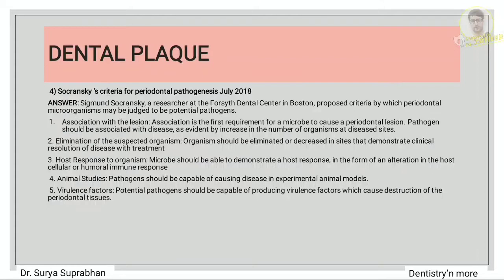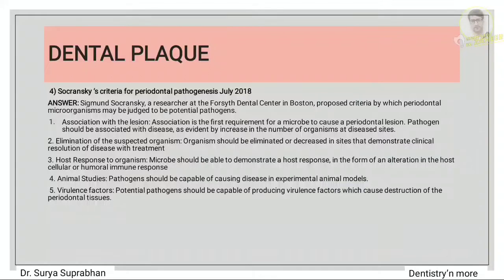Now coming to the next question, that is the Socransky criteria for periodontal pathogenesis. Because this was not there in the Carranza, I have written it. So Sigmund Socransky, he was a researcher at the Forsyth Dental Center in Boston, and he had modified the postulates.